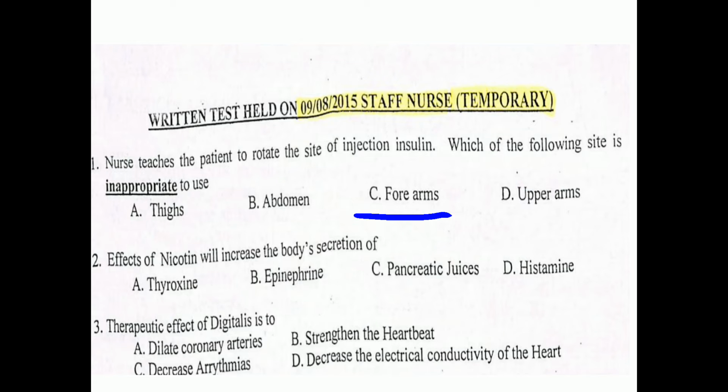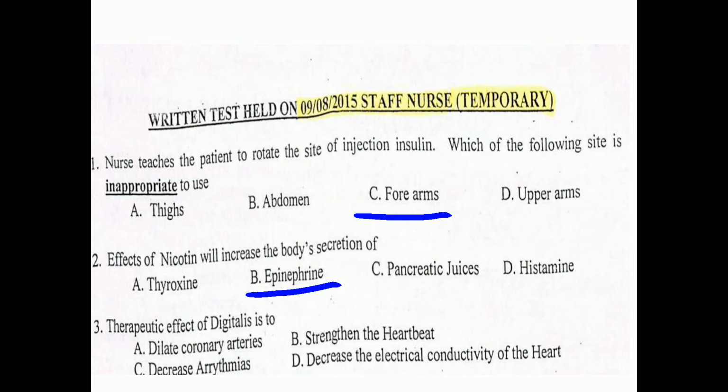Next question. Effects of nicotine will increase the body's secretion of. Options are thyroxine, epinephrine, pancreatic juices, histamine. The correct answer is option B, that is epinephrine.